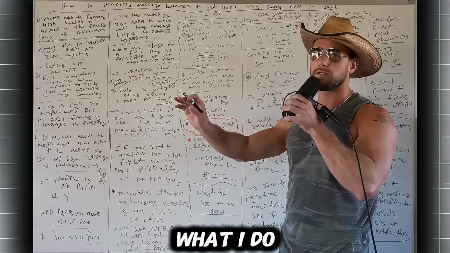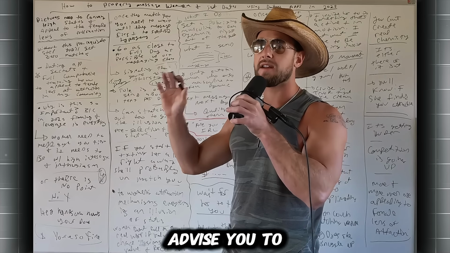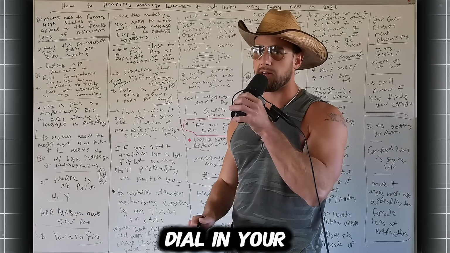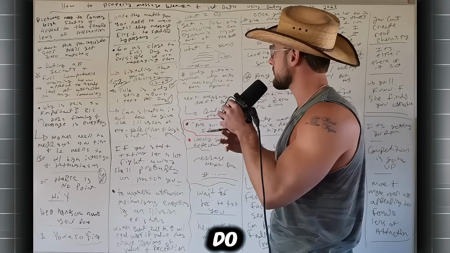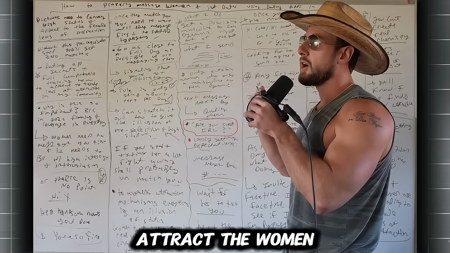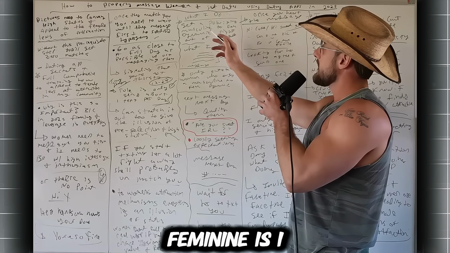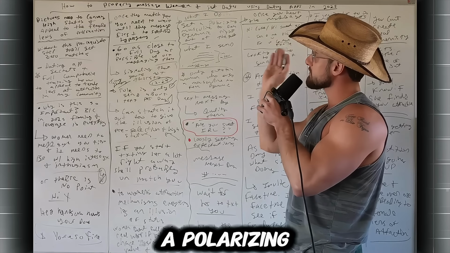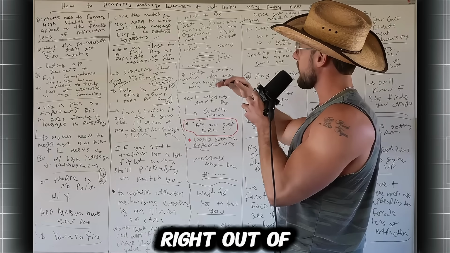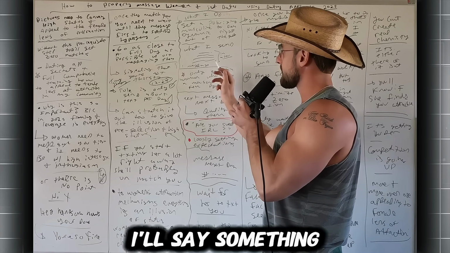So this is what I do. Okay, what I do, you don't have to copy me. You can if you want. I advise you to, especially if you know how to dial in your photos. I'm just showing you what I do. What I have found works best in order to attract the women with genuine desire in me who are also feminine is I try to set a polarizing masculine to feminine dynamic right out of the gate. As soon as the messages begin, I'll say something like this.